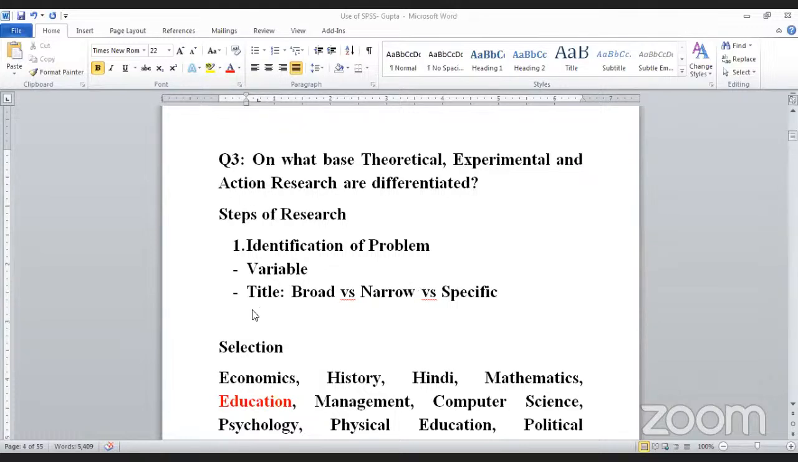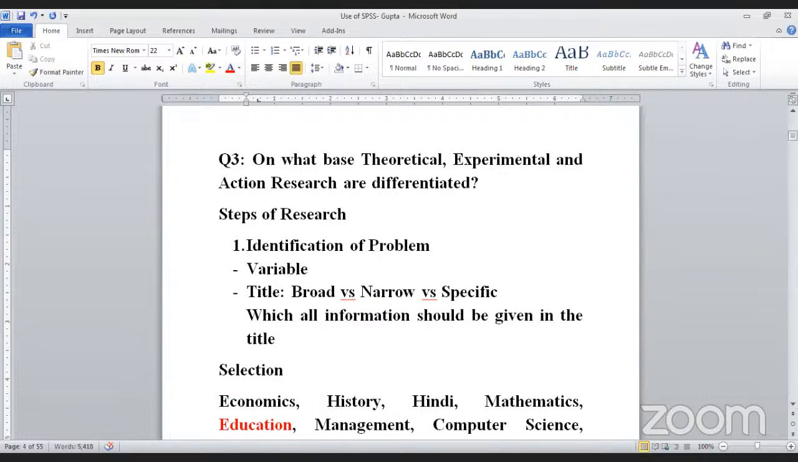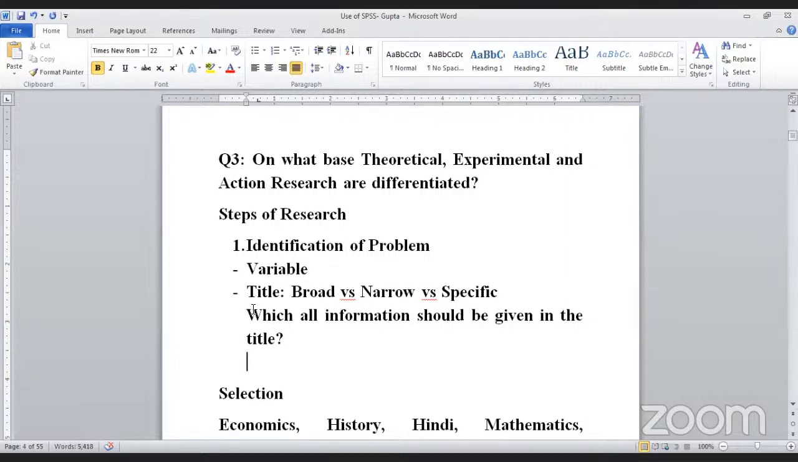Now once you have written the title, sometimes when you read the title of the research, you may find that the title is appropriate. But sometimes you may find that the title is not appropriate, because there is information which should have been given in the title, but it is not given. So therefore, you must know which information should be given in the title. That is important.